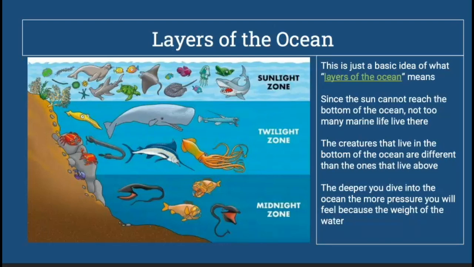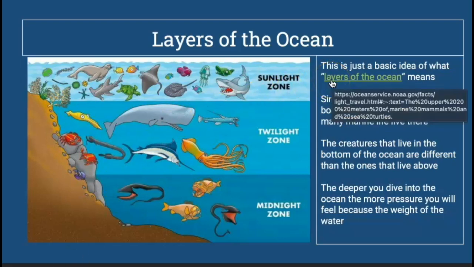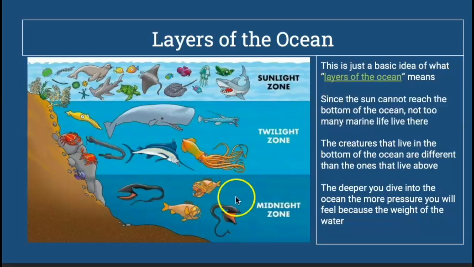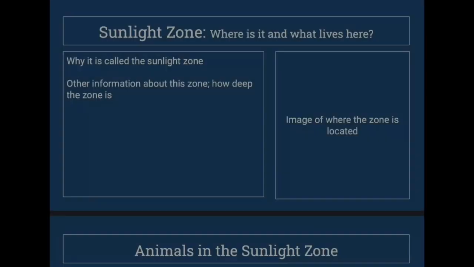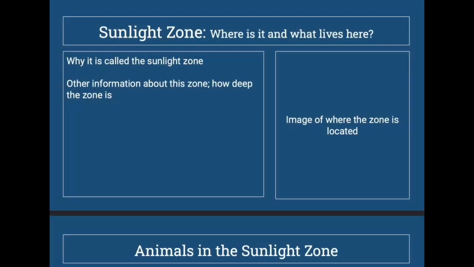This is an example explaining what layers or zones of the oceans mean. I provided another hyperlink here about the different zones by the National Oceanic and Atmospheric Administration. I can continue with a description of each zone and where they are located with the help of an image to give students a visual example.